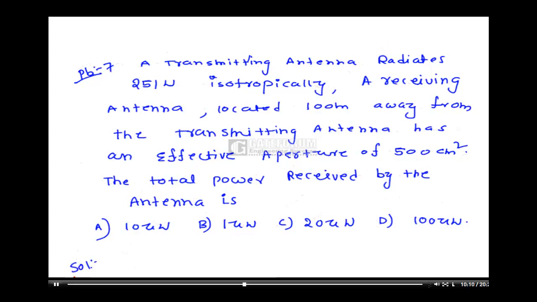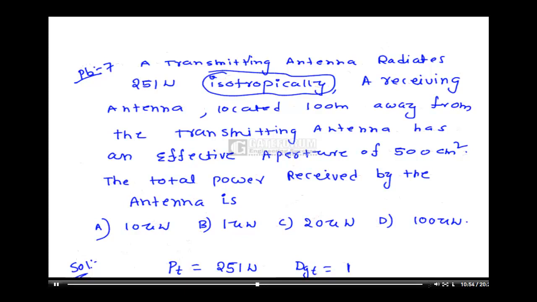So the solution to this question is, first of all, write down the given parameters. Here a transmitting antenna radiates 251 watts isotropically. So the transmitted power PT is 251 watts. This sentence has some meaning: isotropically means the directive gain of the transmitter is 1, because for an isotropic radiator we know that directive gain is unity. So indirectly they have given that the directive gain is 1 for the transmitting antenna.